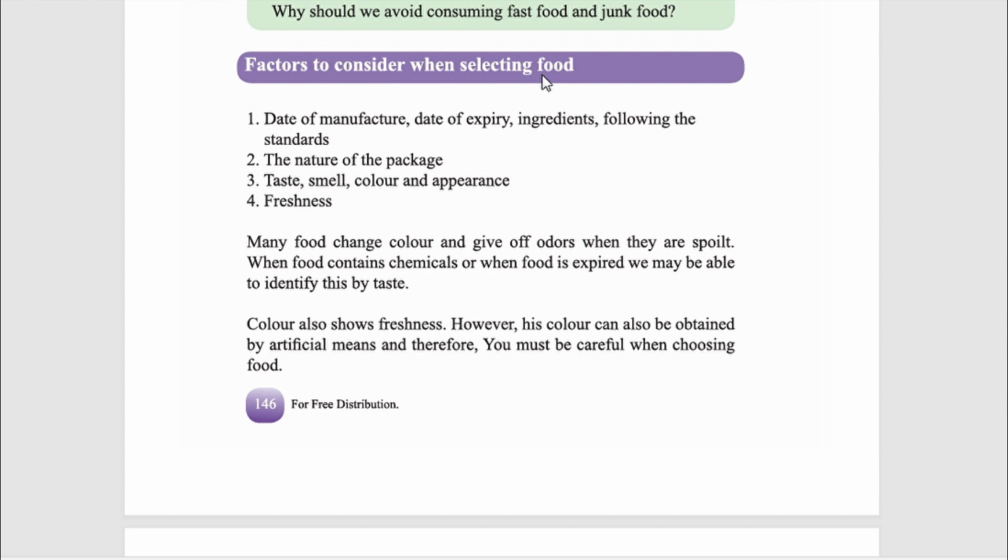Okay, you are going to the supermarket, how do you select food? You have to check the manufacture date, the expiry, and also the ingredients following the standards. Check the condition of the package, check everything, especially when you are buying canned fish. Taste, smell, color, the appearance, have to check everything. Freshness, as I said already, is a fundamental factor.